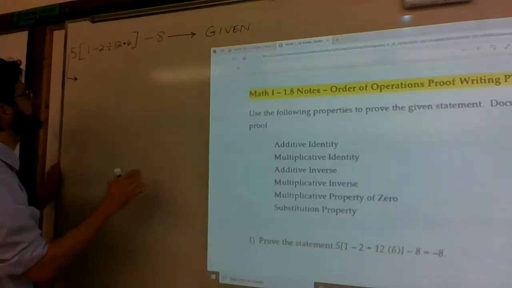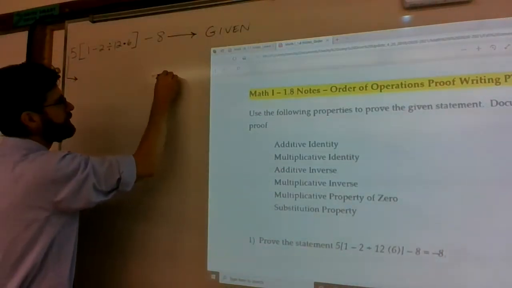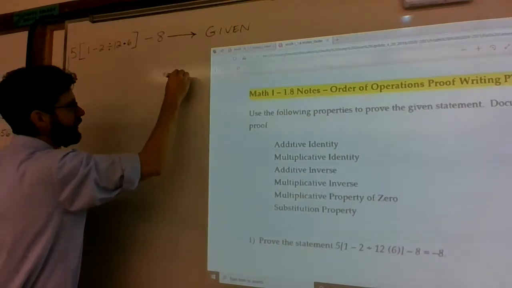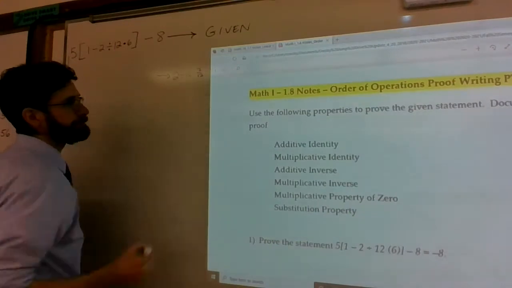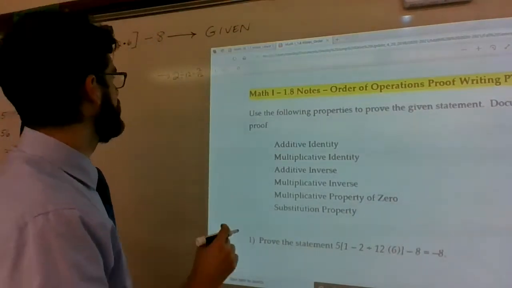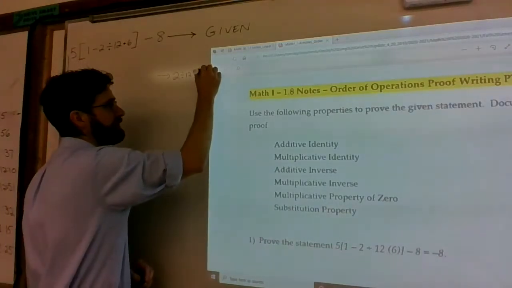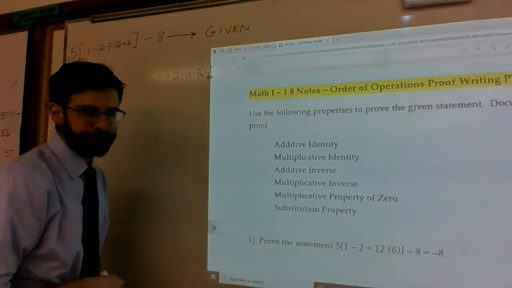So 2 divided by 12, that's the same thing as the fraction 2 over 12. Can you guys see that? I believe so. And then 2 over 12, that fraction reduces to 1 over 6.